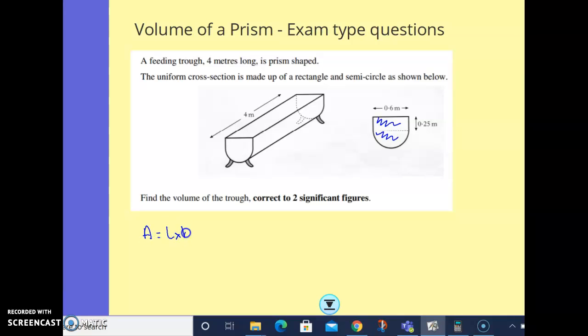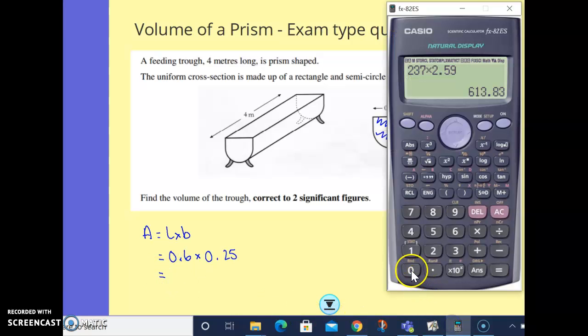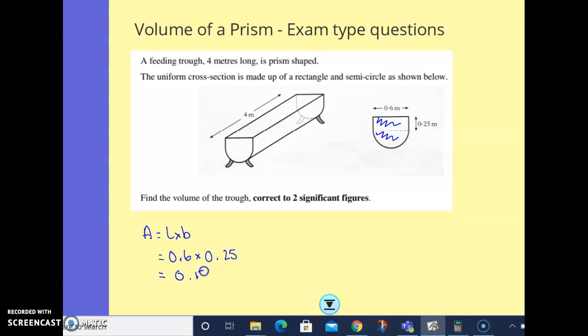Area of a rectangle is length times breadth, which is 0.6 times 0.25. So 0.6 times 0.25, that is 0.15. And remember our units, metres squared. Area of a circle is pi r squared. 0.6 would be the diameter of that circle, so your radius would be half of that, which would be 0.3. So we're doing pi times 0.3 squared.